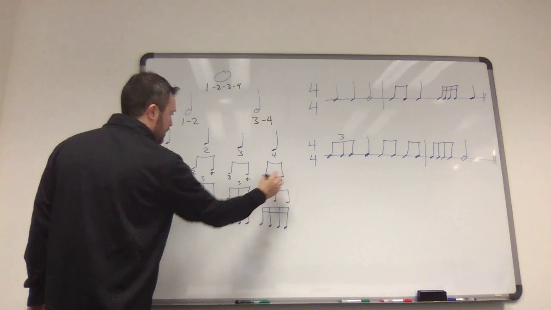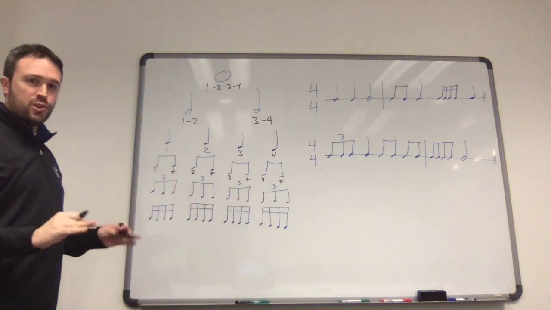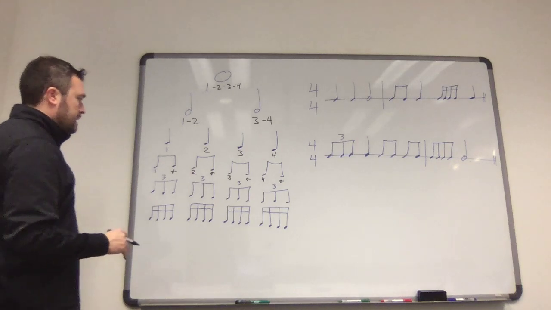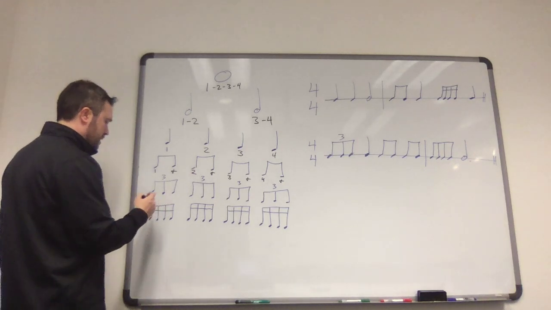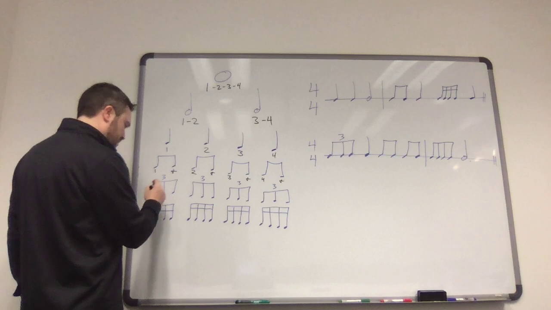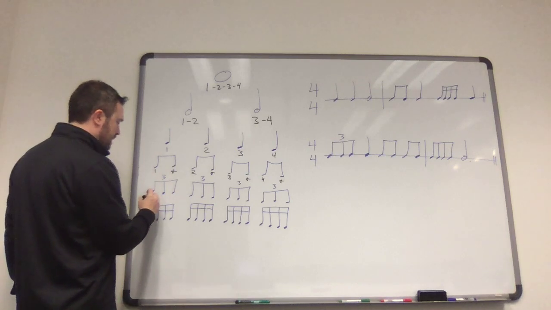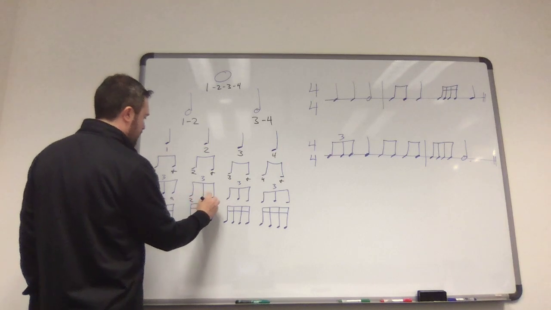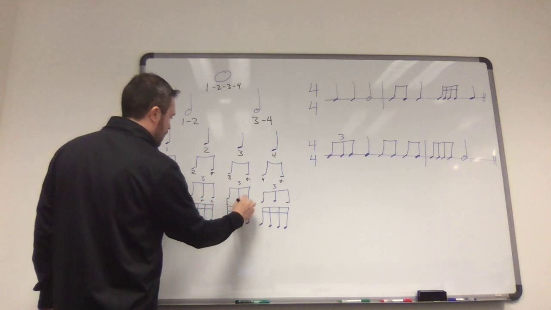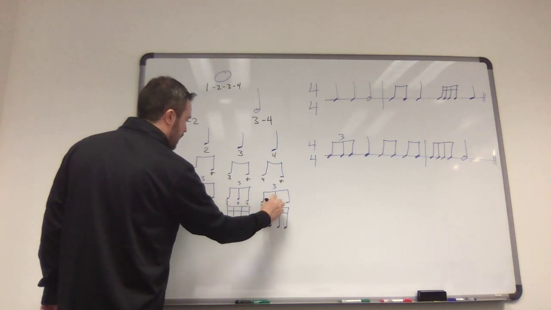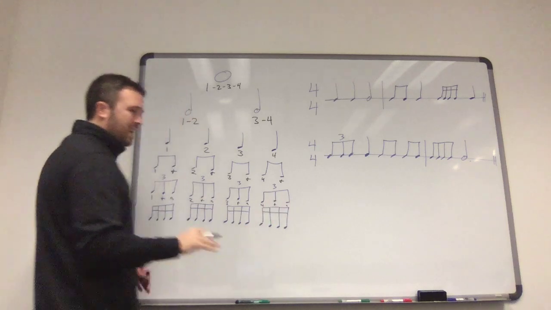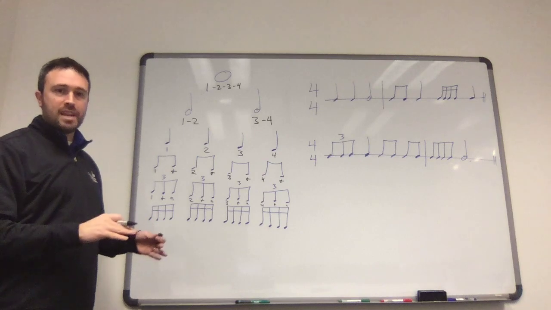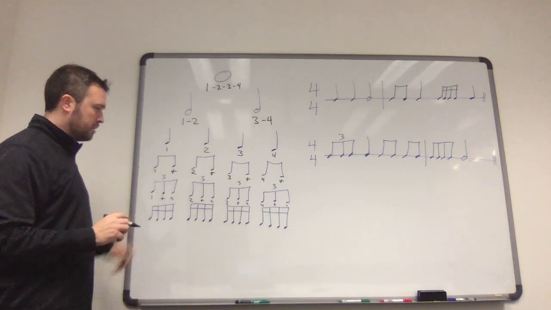Here under the eighth notes, hopefully all this is familiar, we have 1 and 2 and 3 and 4 and. And so in time we get 1 and 2 and 3 and 4 and. Okay, the triplets. The most common way we're going to count these is 1 and 2 and 3 and 4 and is how the triplets would work.